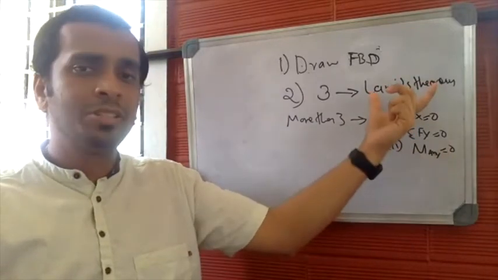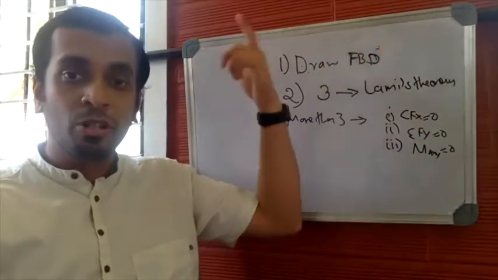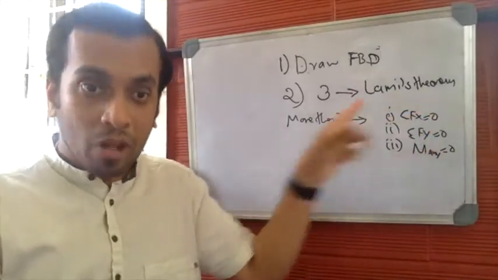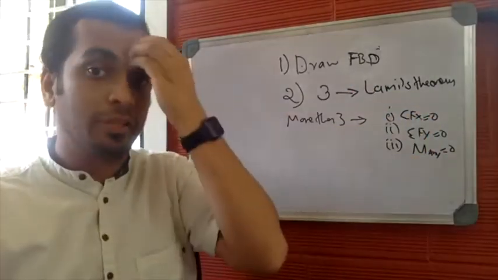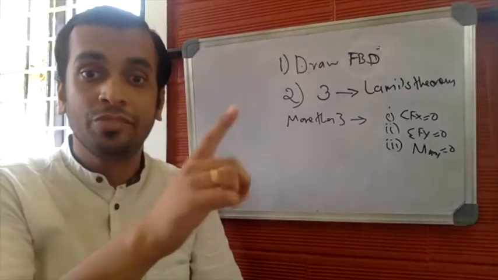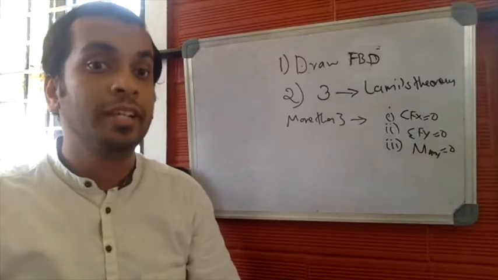You'll either apply Lami's theorem or you'll apply the conditions of equilibrium. This depends on the free body diagram. Just by observing the free body diagram, you'll be in a position to decide whether to apply Lami's theorem or to go with conditions of equilibrium. So step number 1 is very critical and very important as well. You should know how to draw the free body diagram very well.